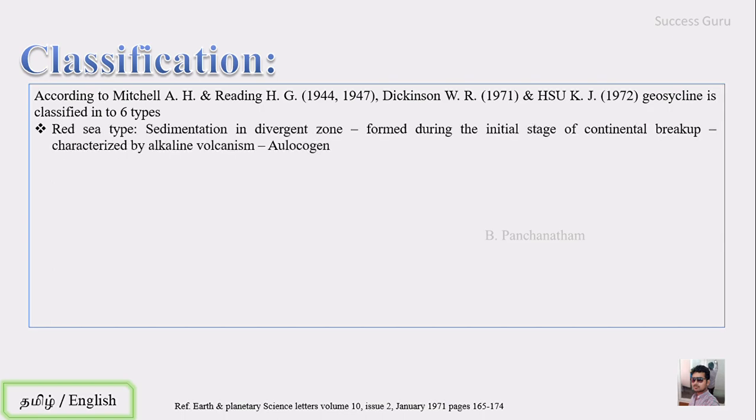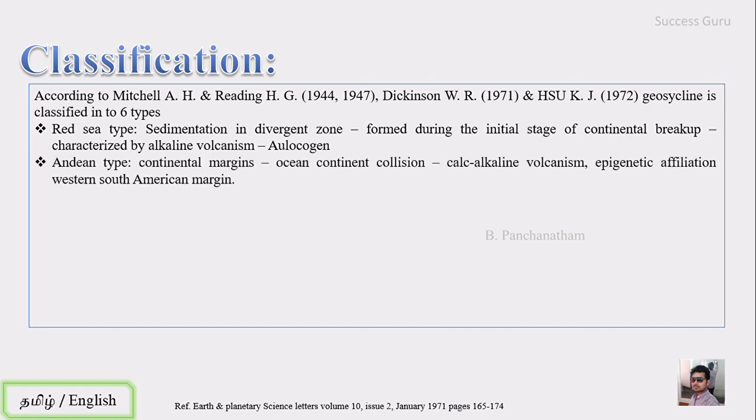The first one is the Red Sea type. That is, the sedimentation is in a divergent zone. They are formed during the initial stage of a continental breakup, characterized by alkaline volcanism, like an aulacogen. So the first one is the Red Sea type, which is the initial stage of a continental breakup.